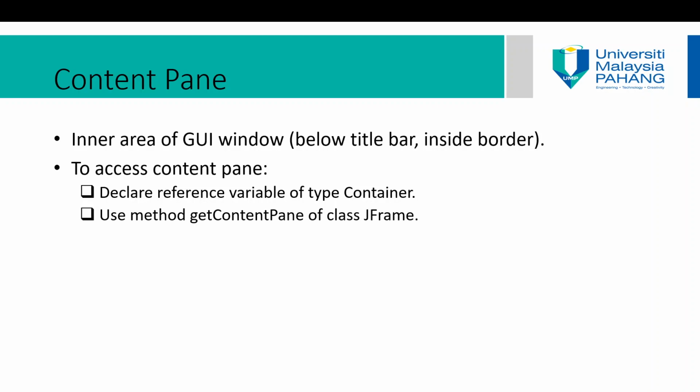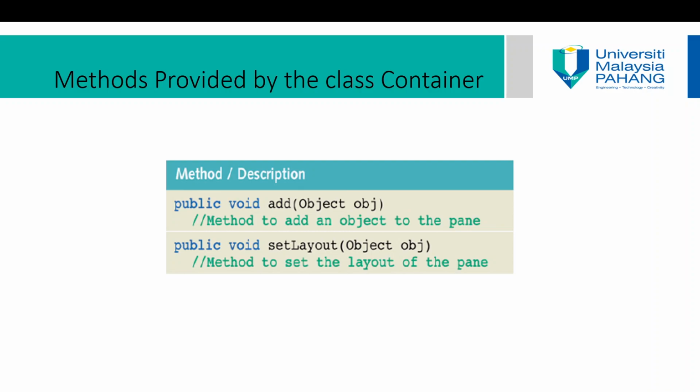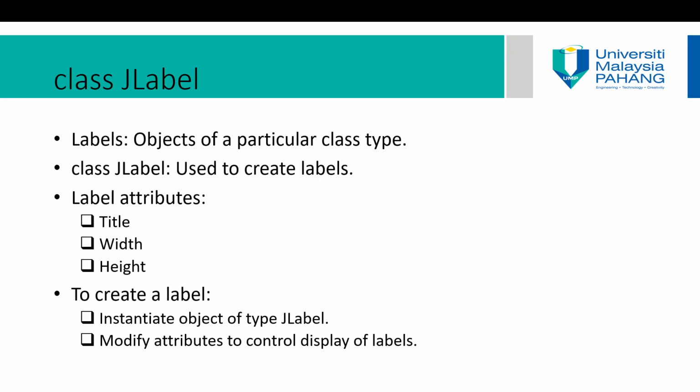So inside the frame, we have an inner area for the GUI. To access the content pane, we need to declare a variable of type Container, and then use the getContentPane method inside the JFrame class. So here is a method in the class Container, whereby we can add objects to the container and set the layout of the container.